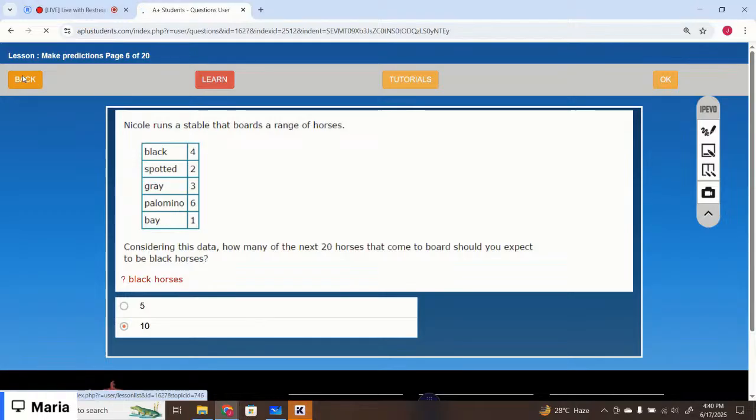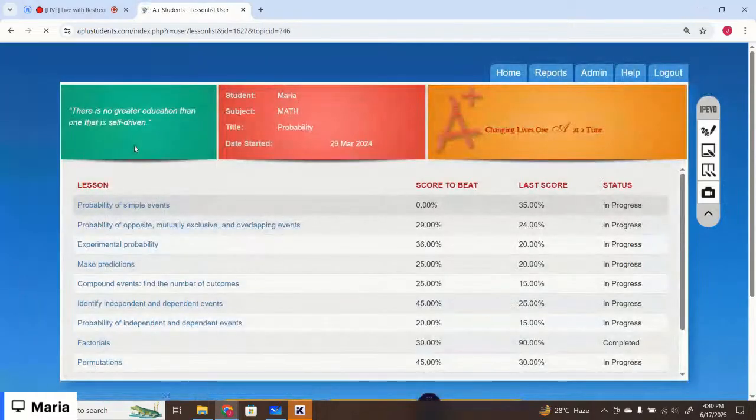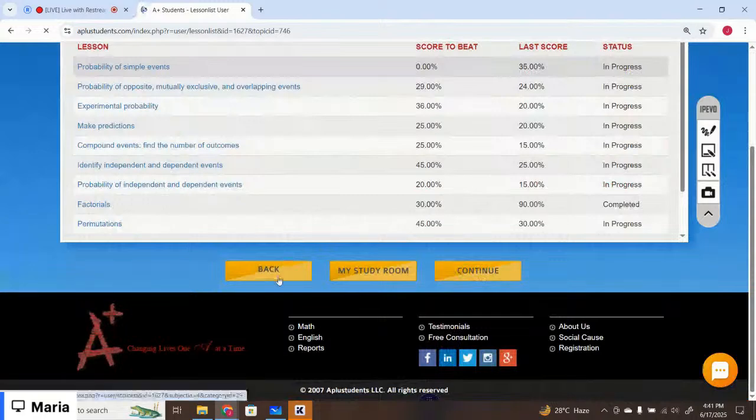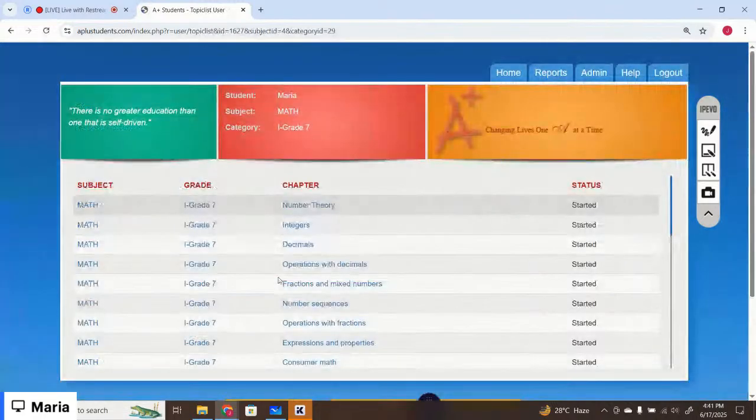So we're working on grade 7 math. The chapter we're working on is probability. The lessons we have covered today are probability of simple events, probability of opposite, mutually exclusive and overlapping events, then experimental probability, and then make predictions. So please make sure before the next session you complete all the practice questions for the lessons we just did. That is what we're going to review next session.